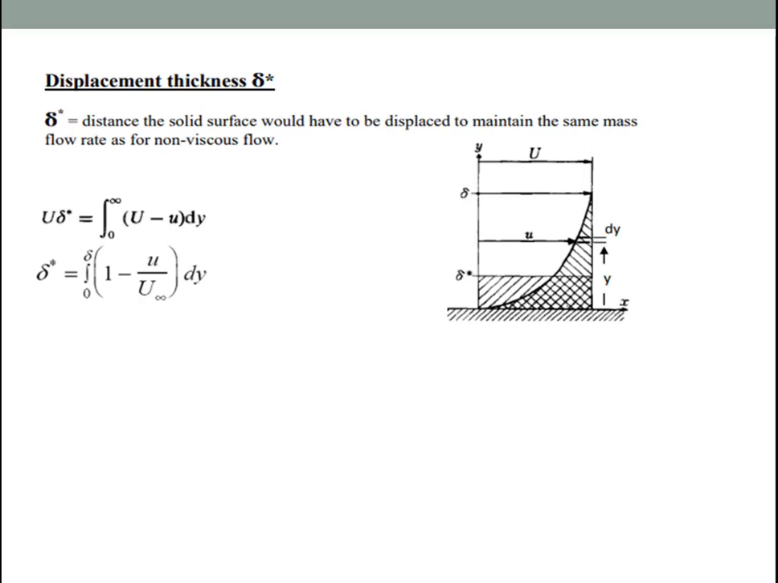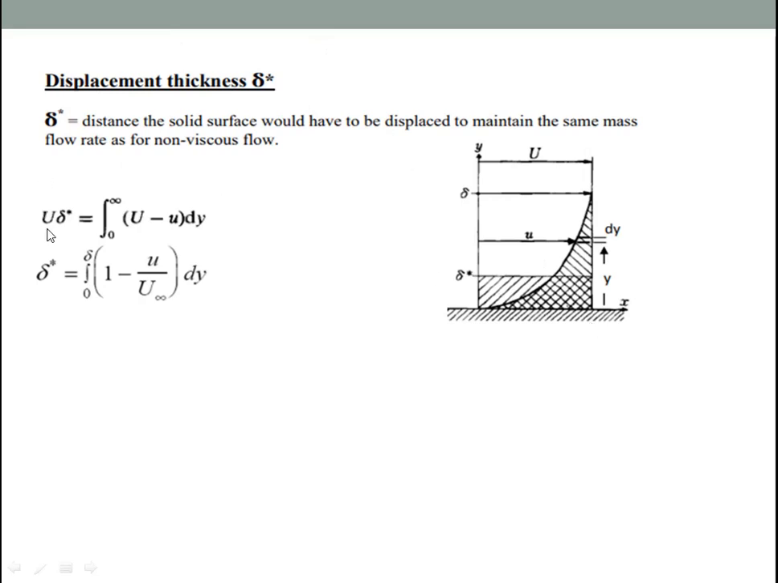Today we will discuss displacement thickness, which is denoted by delta star. Delta star is the distance from the solid surface by which the surface would have to be displaced to maintain the same mass flow rate for a non-viscous flow. When there is a reduction in the mass flow rate, to compensate for it, we consider the displacement thickness delta star.